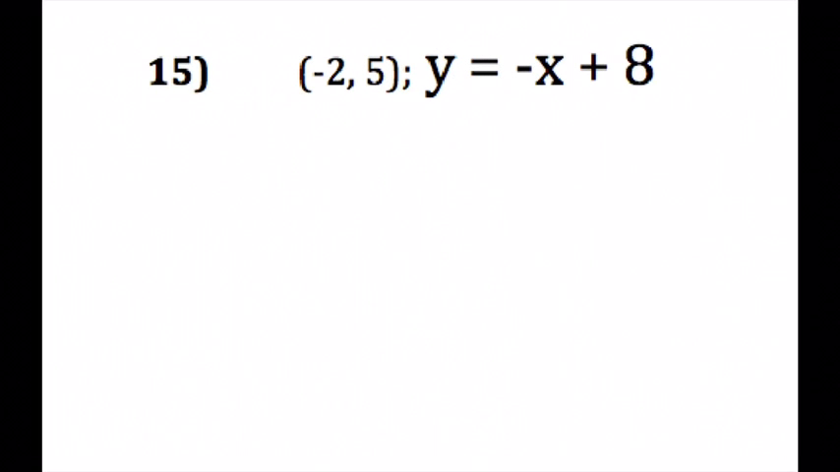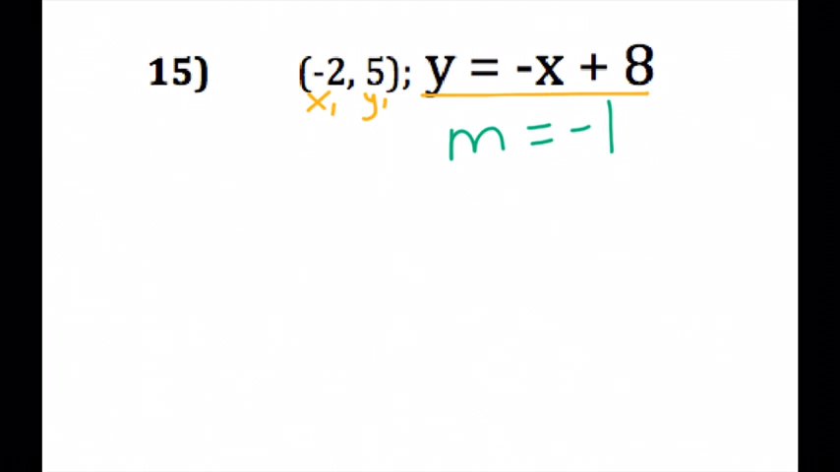For number 15, we want to write the equation of a line that is parallel to the given equation, which is y equals negative x plus 8, and goes through the given point. So this is going to be my x1 and my y1. And I need to figure out what is the slope of this equation. Now the slope we can see is negative 1. So the slope of this equation is negative 1.